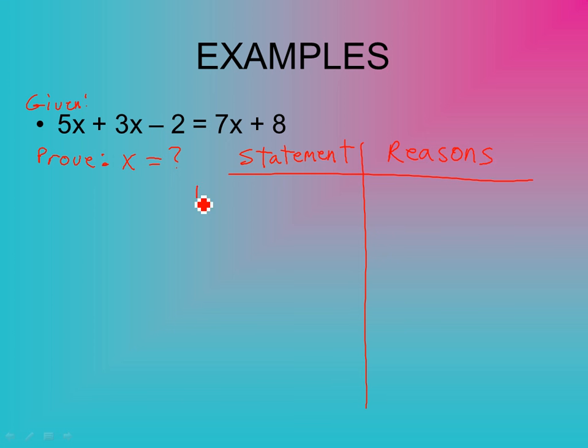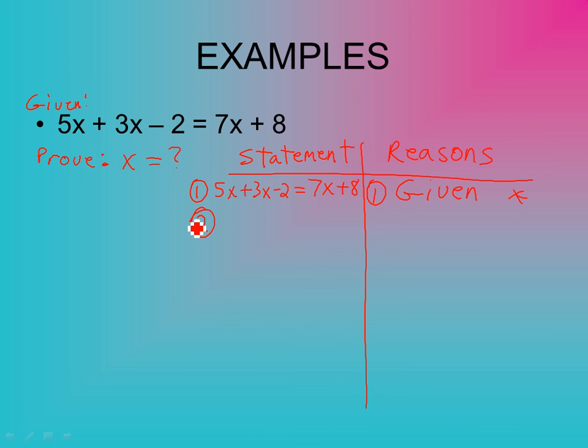The way you're going to write this 2-column proof, your first statement is going to be your given information. Well, this time our given information is 5x plus 3x minus 2 equals 7x plus 8. And how did we know that? What's our reason for knowing that? It was given to us, and that's what we write over here. That's one that everybody always likes because everybody can get the given information correct on these 2-column proofs.